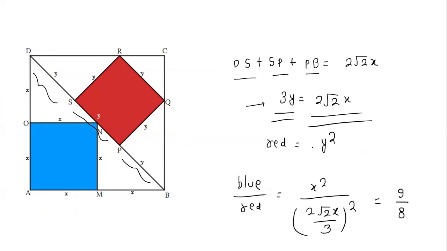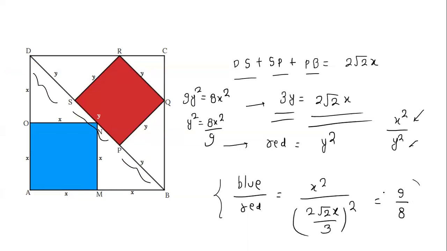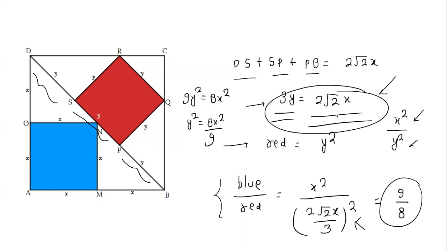So now we got the one relation between x and y, and we know the red area is y square, and we have to find the blue area to the red area ratio, which is x square divided by y square. So x square we keep as it is, and y square we can calculate in terms of x square simply this way. 9 times y square is simply 8x square. So instead of y square you can put 8x square by 9. So the ratio will become 9 by 8. You just simplify here and it will become 9 by 8 by using this relation. So in this way we can solve this problem.